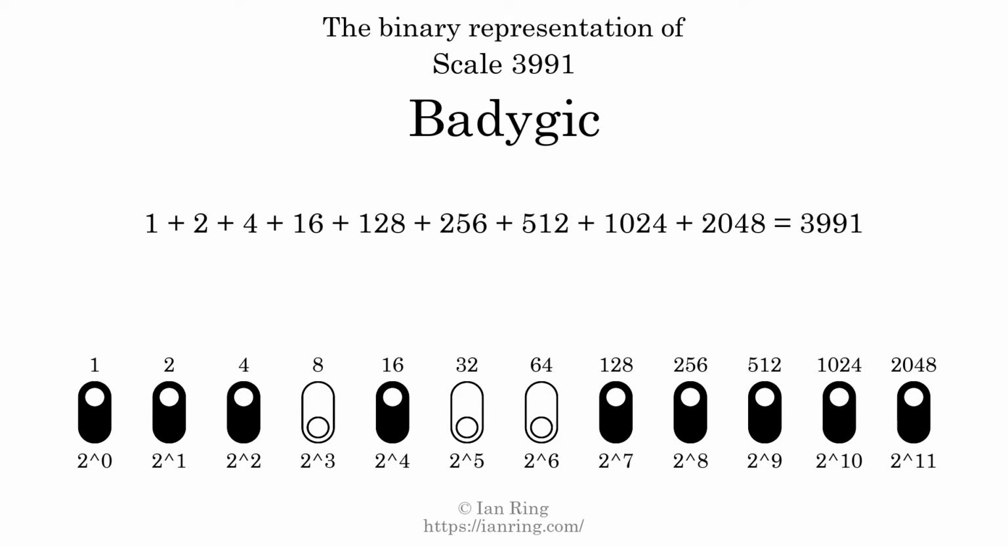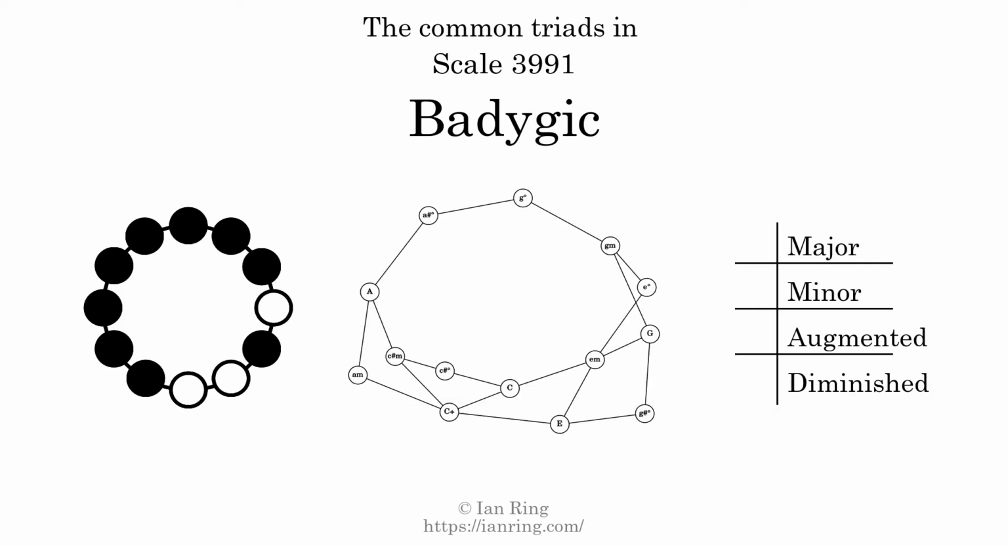3991. The scale number not only enumerates the scale with a unique index, but it also literally describes the tonal content of the scale. Represented as a binary number in base 2, the scale number is 1111100101111. Here are the common triads present in this scale.